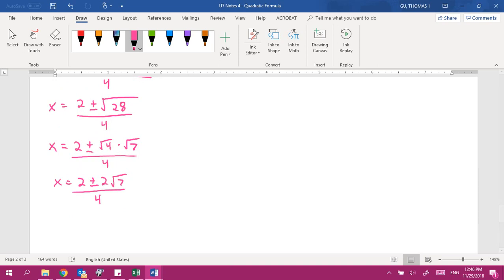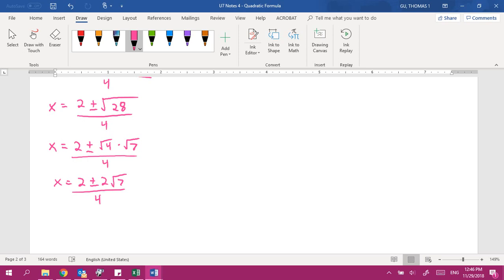So is that our answer? You stop there? No. We can simplify 2 over 4. You can reduce this. You can reduce it by what? By 2. All of those numbers can be divided by 2.